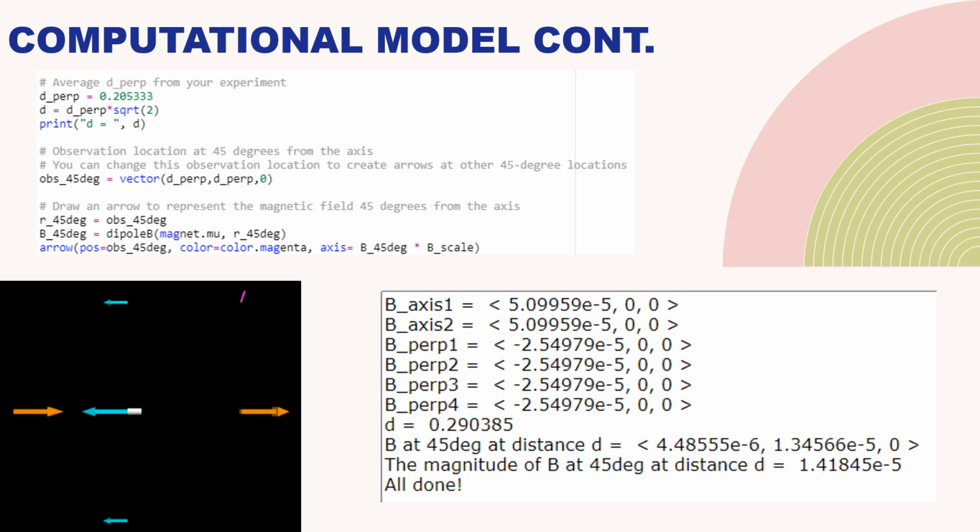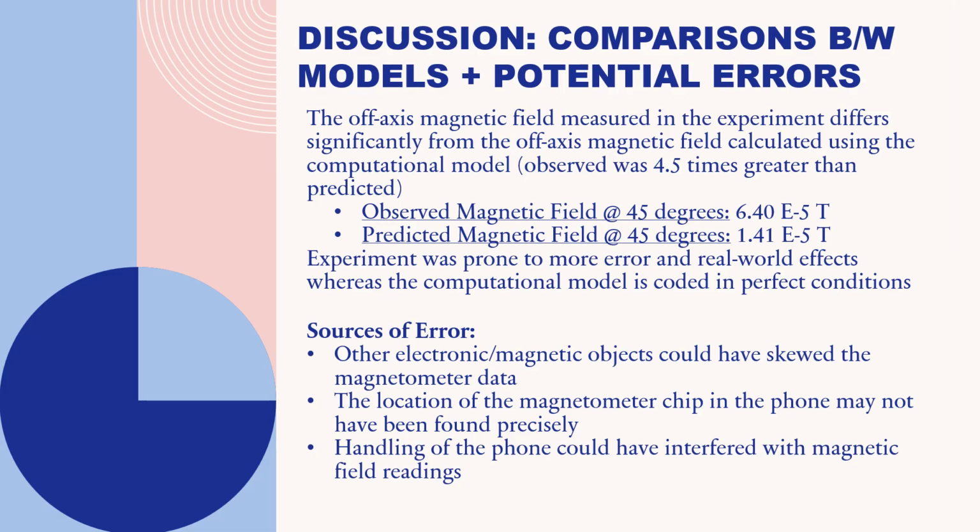The off-axis magnetic field measured in the experiment differs significantly from the off-axis magnetic field calculated using the computational model. The observed was actually over 4.5 times greater than the predicted. This is because the experiment is prone to more error and real-world effects, whereas the computational model is coded in perfect conditions. As for sources of error, we have that other electronic or magnetic objects could have skewed the magnetometer data. The location of the magnetometer chip in the phone may not have been found precisely, and handling of the phone could have interfered with magnetic field readings.